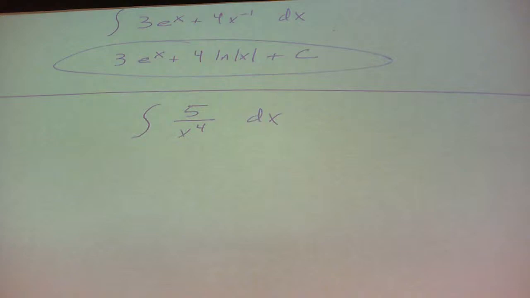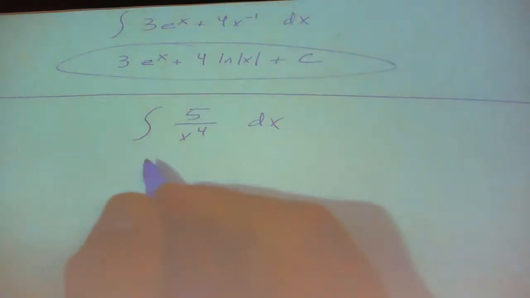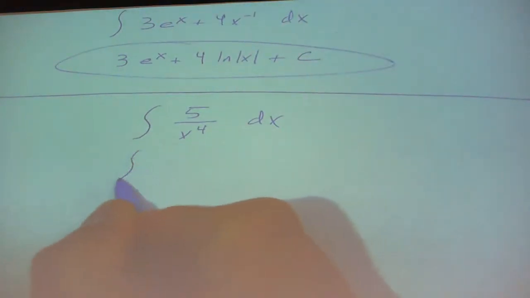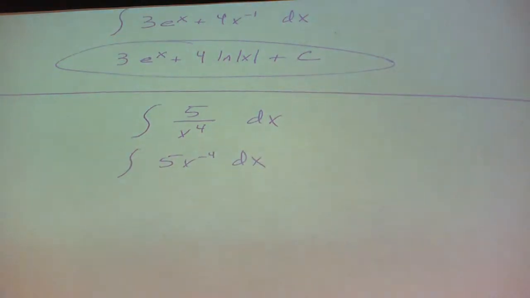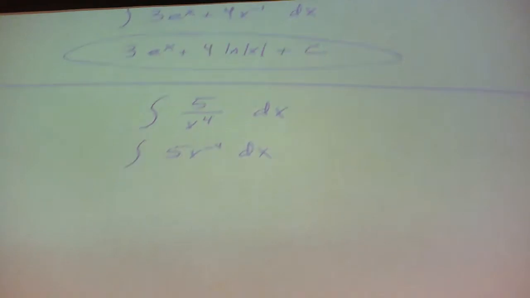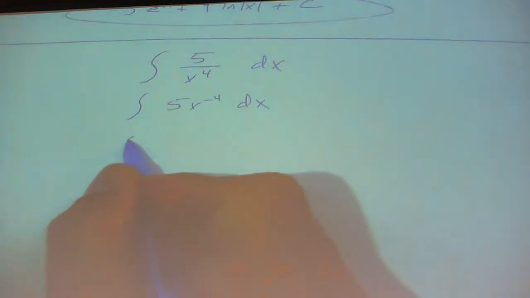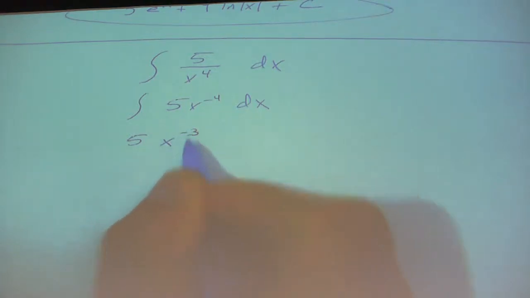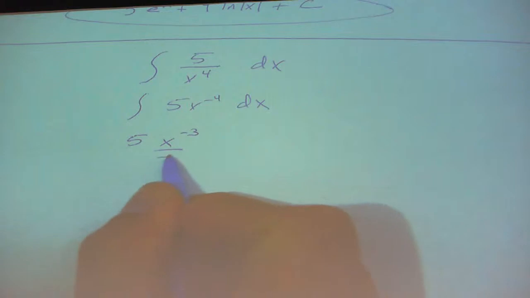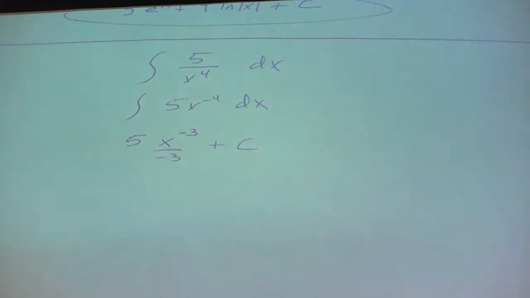Okay? So if we rewrite it, please understand, when you rewrite it, still write the integral 5x to the negative 4 dx. Don't assume when you rewrite it, you're done. That's just a rewrite. The 5 stays in front. What's the integral of x to the negative 4? X to the negative 3 over negative 3 plus c. Add 1, divide by it. Don't make it harder than it is.